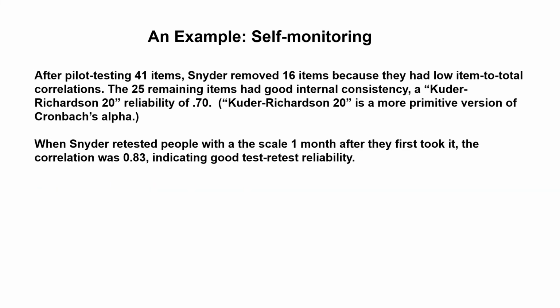So after he initially tested those 41 items, he went back and removed 16 of them because they had low item to total correlations, meaning that they didn't fit with the other questions. That's where you get that Cronbach's alpha type of thing, where you're checking the different items in it. The 25 remaining had good internal consistency and a reliability of 0.70. This is a different one of the reliability measures that's out there. It's a more primitive version of Cronbach's alpha.